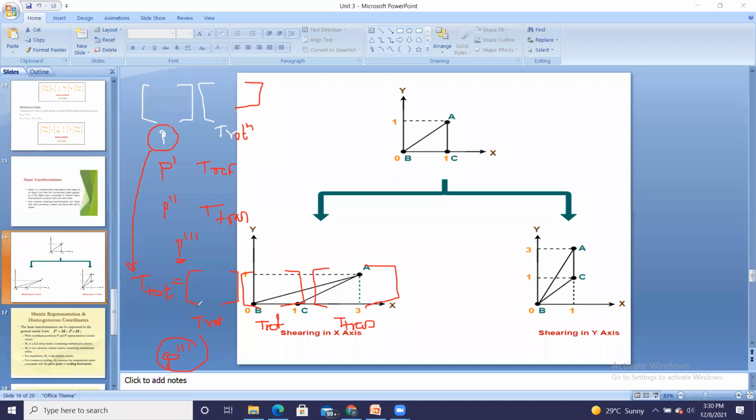Getting it? So in combined transformation, what you have to do is follow the sequence of the transformation, perform the multiplication to get the T total. That is all the transformations together, and then simply perform the product of original P into that T total, and you will get the resultant as the output. Clear up to this?